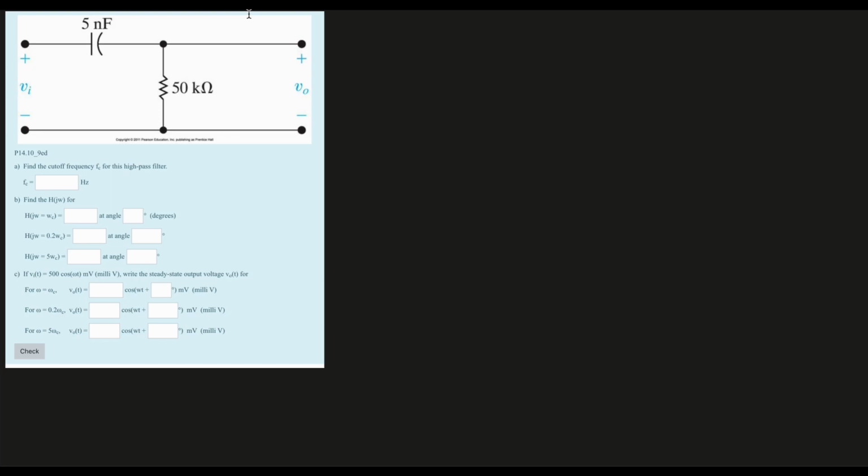We need to find the cutoff frequency for the FC high pass filter. Then we're going to look at different omegas and find the polar form for them. And then we're going to write the steady state output voltage for these.